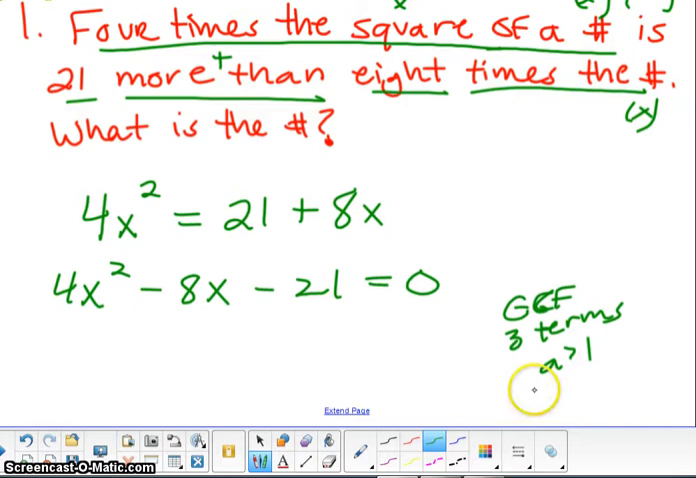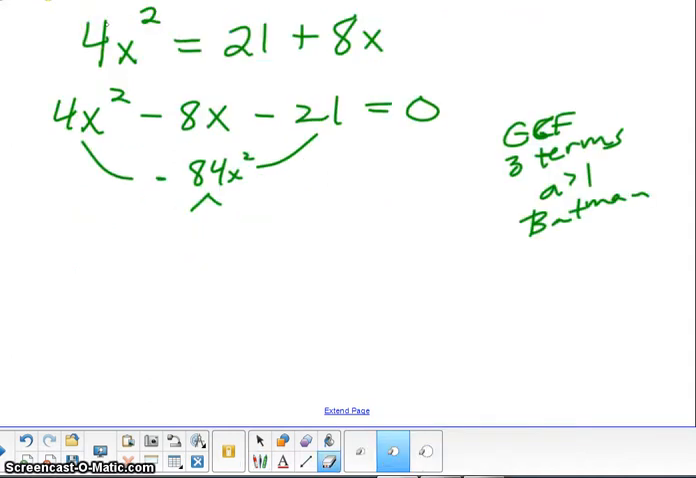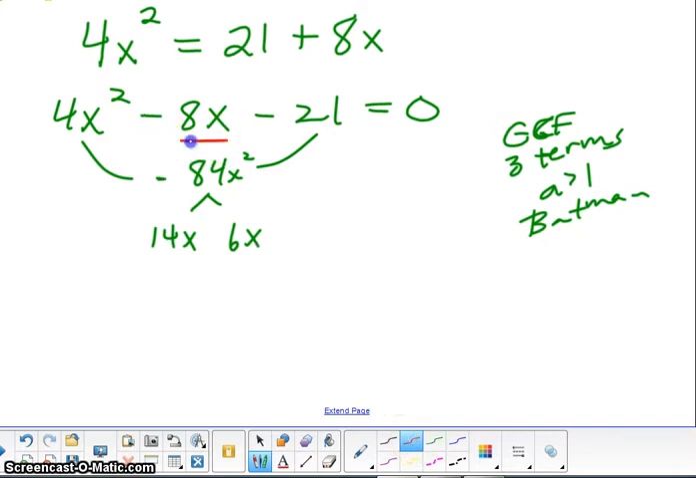So that means Batman. Okay, so we have to multiply the outside 2 together to get negative 84x squared, and that will be 14 and 6. So 14 will go here, x, and 6 will go here. You can switch the order of those, but the sign is the most important part of this. Because this is a negative 8, I need the negative to be on the higher number.